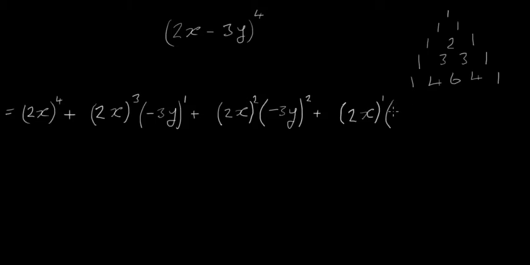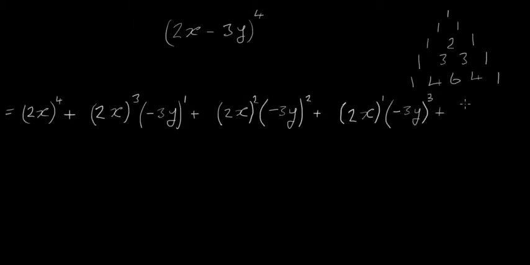Now we put in the second term, which is minus 3y, and see what happens here. We had a minus 3y to the power of 0, minus 3y to the power of 1, minus 3y to the power of 2, so this is going to be minus 3y to the power of 3. Put our plus here. Now the first term here was 2x to the power of 4, 2x to the power of 3, 2x to the power of 2, 2x to the power of 1. There's going to be a 2x to the power of 0 here. Anything to the power of 0 is 1, so I'm just going to leave it out.